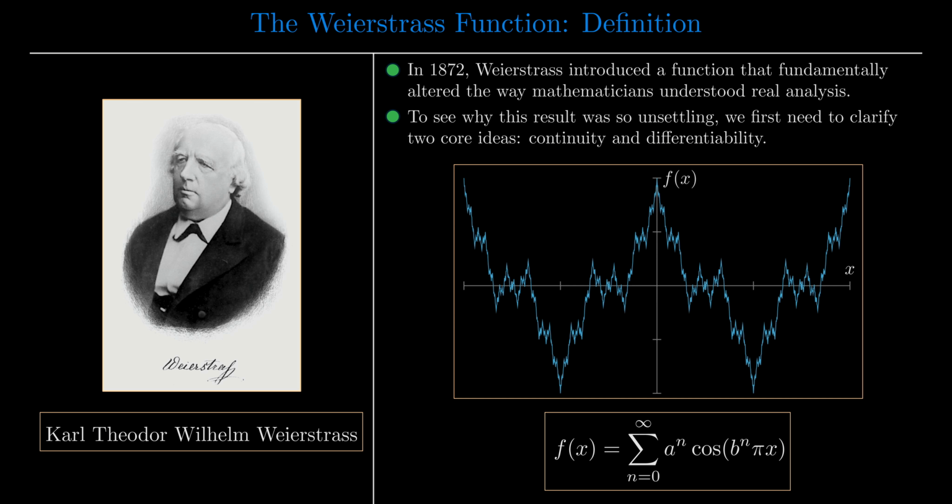But to truly understand why this specific formula was so unsettling for the mathematicians of that time, we first need to clarify two core concepts: continuity and differentiability. First, let's look at continuity. Intuitively, a function is continuous if there are no breaks, no jumps, and no holes.